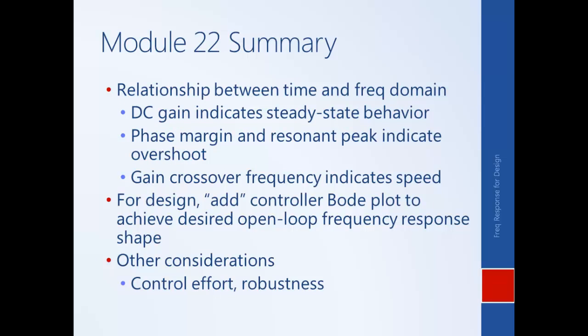So this brings us to the conclusion of this module. In this module, we first discussed the relationship between a system's time response and its frequency response. And so this is very important. But there are 3 things we can look at. 1, the DC gain of the frequency response indicates the steady state behavior of the time response. So looking at the Bode plot at small frequencies. 2, the phase margin and resonant peak of the frequency response indicate the time response's overshoot. And 3, the gain crossover frequency from the frequency response plot indicates the speed of response of the system.